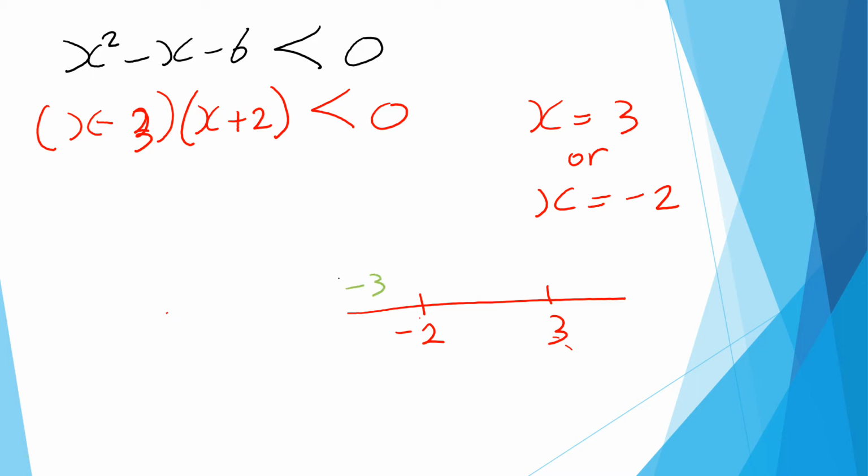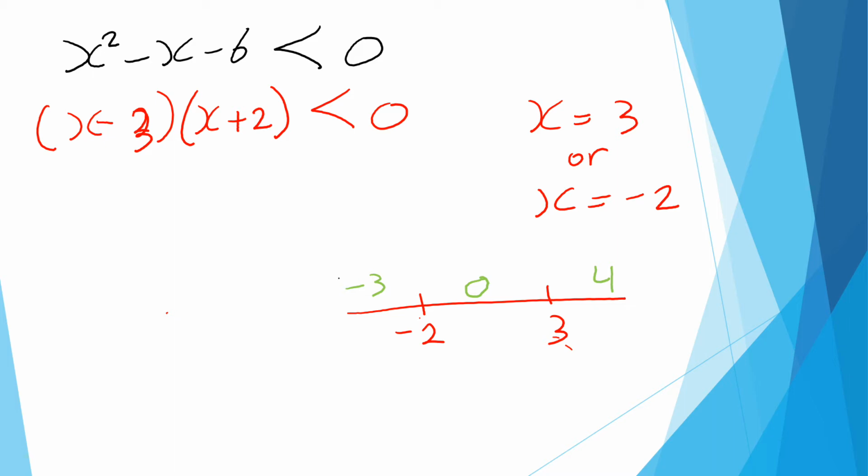We take a value between negative 2 and 3, which is 0. And we're going to take a value that's more than 3. And we're going to substitute those values in that equation. Take a calculator. So substitute negative 3 in here.